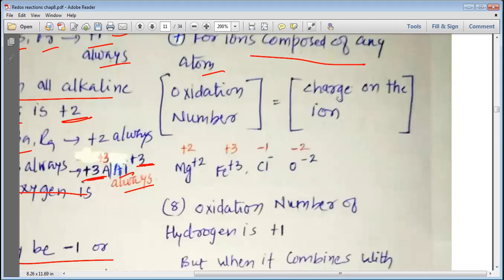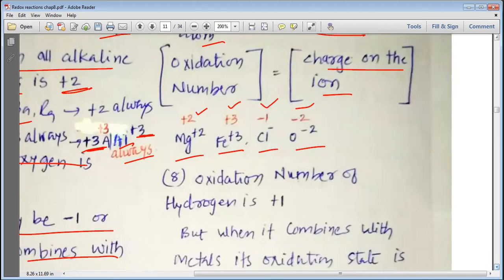For ions composed of one atom, the oxidation number is equal to the charge on the ion. So my dear students, if we have Mg+2 ion, then oxidation state is +2. For Fe+3 ion, the oxidation state is +3. For Cl- ion, the oxidation state is -1. For O-2, oxidation state is -2.